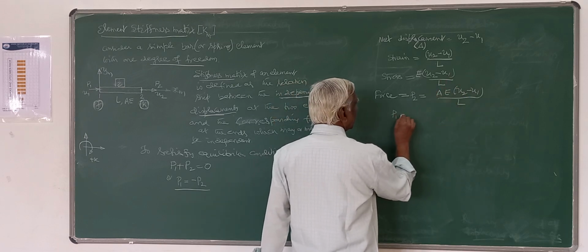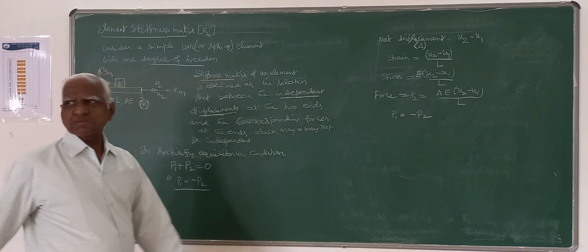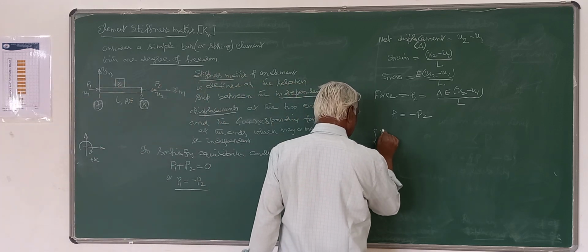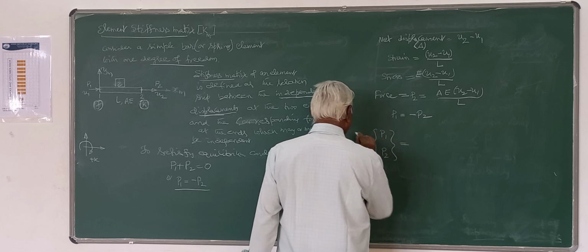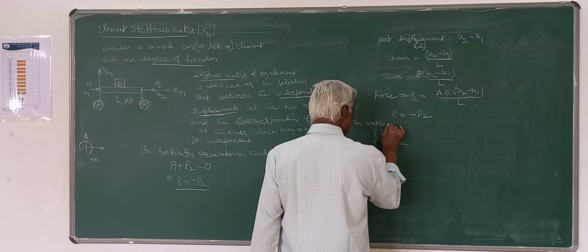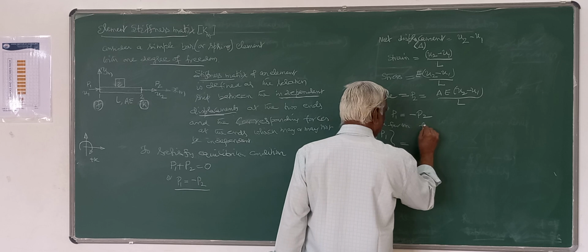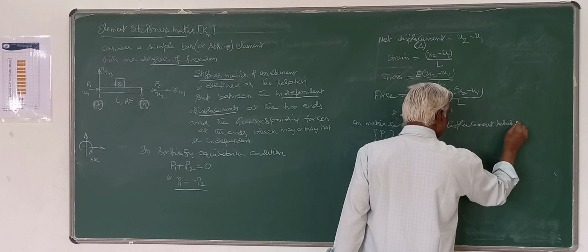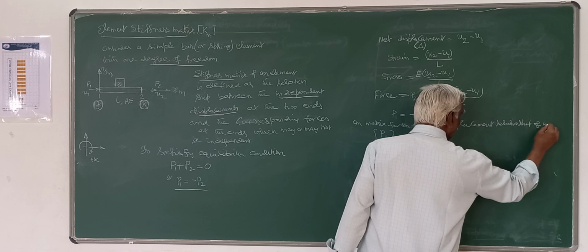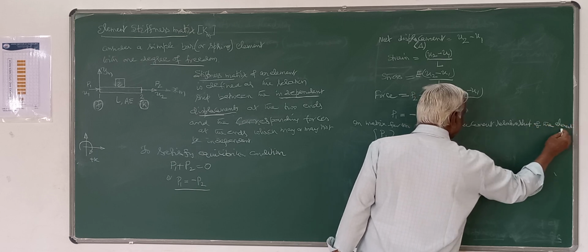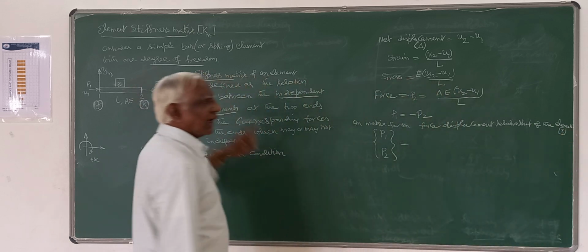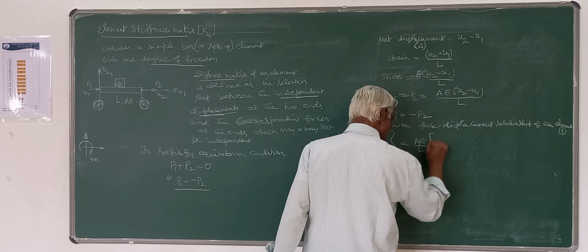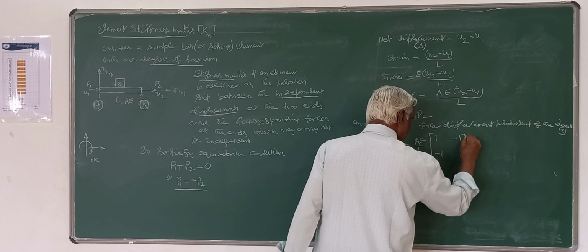And of course, P1 is nothing but minus P2 from the equilibrium condition. Therefore, now you can relate the forces and displacements in matrix form. The force displacement relationship of the element I: you can write it as P1, P2 equal to AE by L times the matrix 1 minus 1, minus 1 1, multiplied by U1, U2.